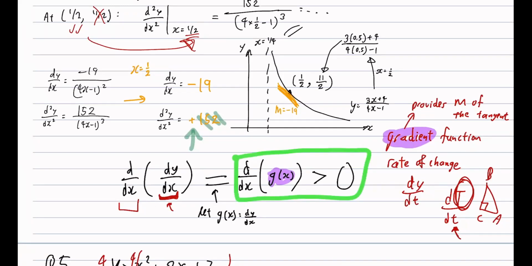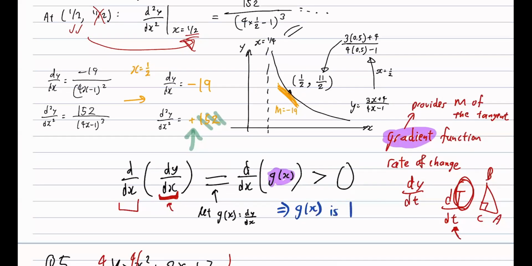Yeah. What does it mean? Derivative of whatever more than 0. Gradient more than 0. More than 0 is a what function? More than 0 is an increasing function. Very good. So we conclude that g of x is increasing. Sorry, you know this notation? Okay, I don't confuse you. I spell it out. Is increasing function.